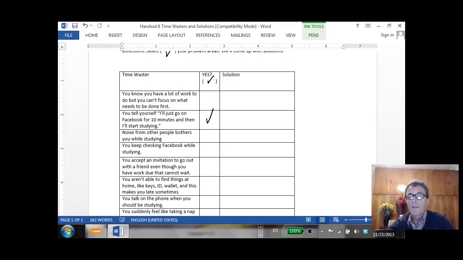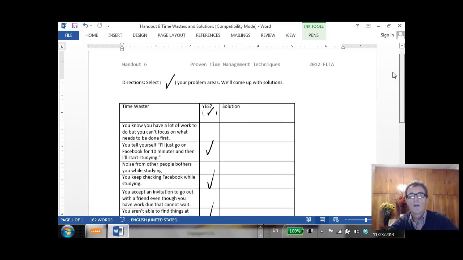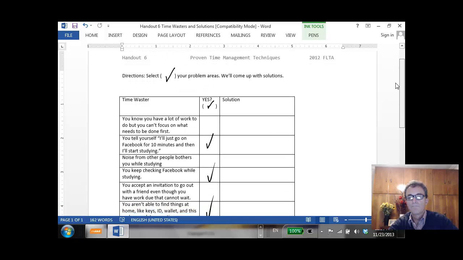You keep checking Facebook while studying. That might happen. You spend a lot of time in the morning trying to find where things are before you leave. For example, in the morning you can't find your keys, you can't find your wallet, etc., and it makes you late. You might miss the bus because of these problems. So what I'd like you to do is go through that list and check the ones that are problems for you.